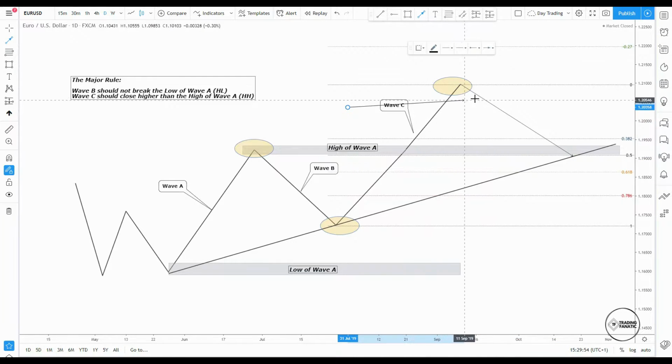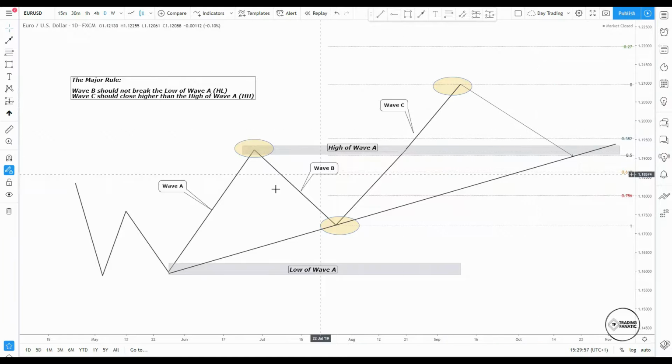To sum everything up, guys, we have a lot of drawings here. We need wave A, wave B, and wave C. We need wave B not to close below the low of wave A, and wave C should create a higher high.